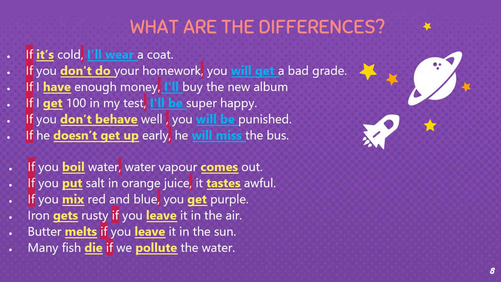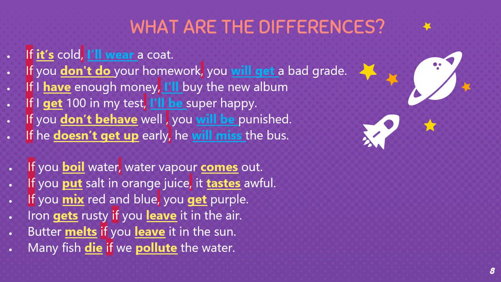Okay, now let's find out what are the differences and what are the similarities, or the things in common, between these sentences. If we take a quick look over the first group of sentences, we will find out that all of them start with the if conjunction. We can also find that there are commas to separate between the two parts of the sentences. If we take a quick look over the verbs, we will notice that if conjunction is always followed by the present simple tense verb, like it's, have, get, doesn't get up.